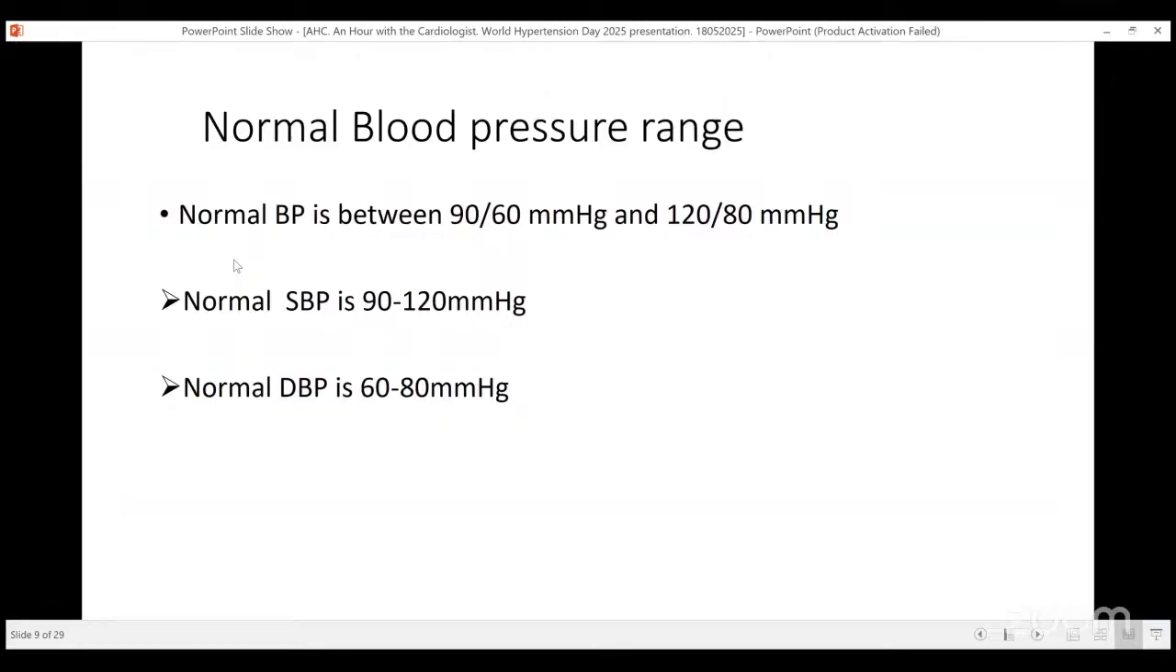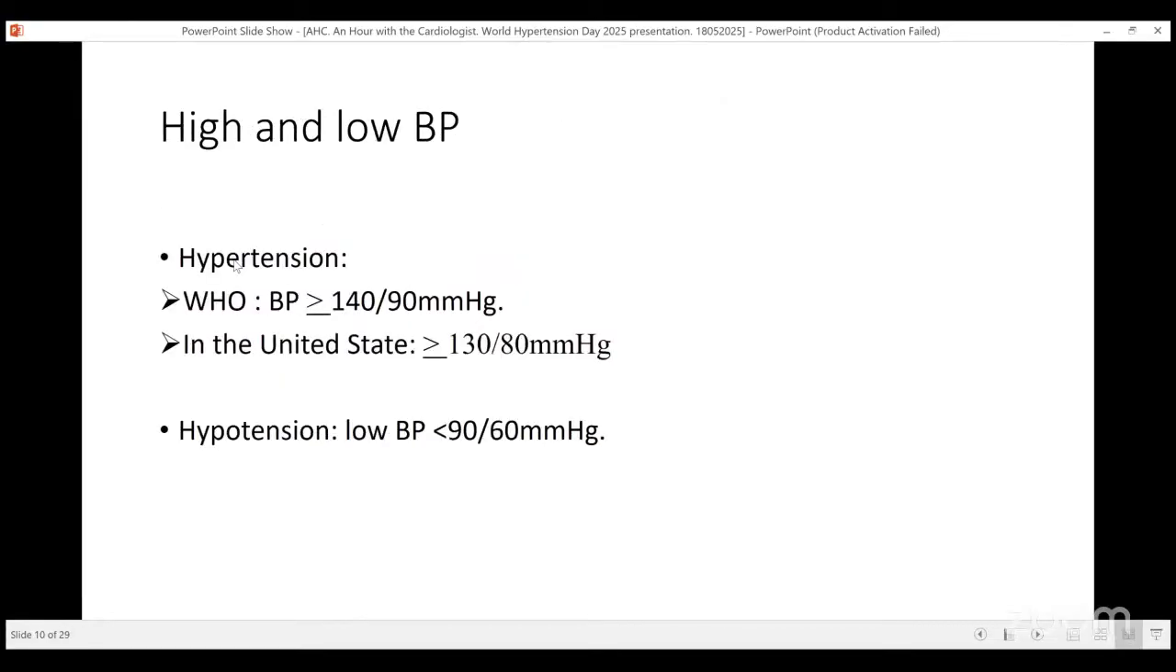When it's 121 to 139 over 81 to 89, we say the patient has pre-hypertension. And then 140 over 90 and above, we say the person is hypertensive. If you live in the US, 130 over 80 and above, the person is hypertensive.